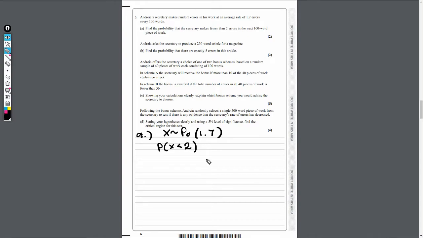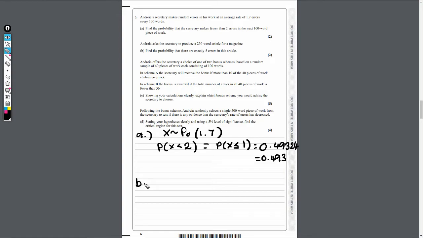If it's less than 2, that's the same as the probability that X is less than or equal to 1. So when it's strict like this, less than 2, we can say it's less than or equal to 1. All you've got to do now is plug this into your calculator, if you've got a graphical calculator or a calculator with a stats function, or you could just use your tables. What you will get is 0.49324, or if you round it, 0.493. So that's part A done.